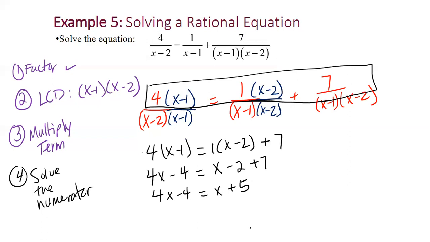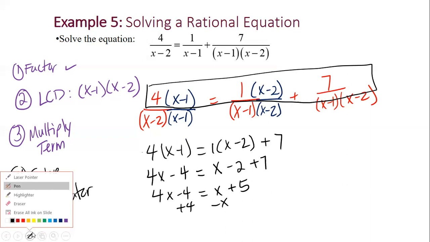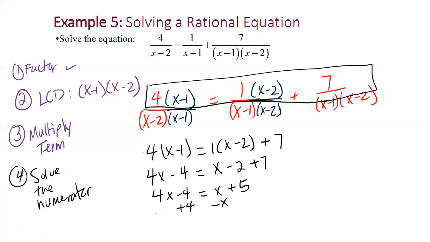After I combine like terms, I'm going to add 4 and I'm going to subtract x. Agreed? Is it okay if I kill 2 birds with 1 stone? So I'm going to subtract the x and add the 4. This is going to leave me with 3x equals 9. And then divide by 3. X equals 3.